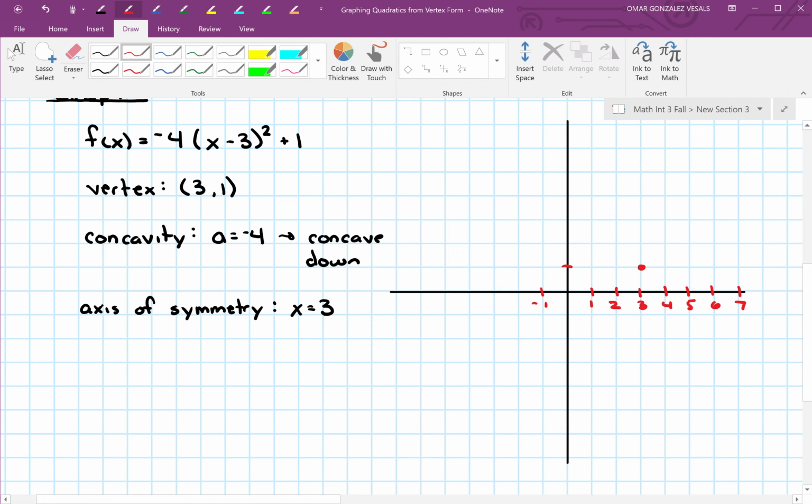I know that this is concave down. What I'm going to do right now is draw my axis of symmetry. So that's x equals 3. Now remember, today I wanted us to focus on points and how helpful they are.